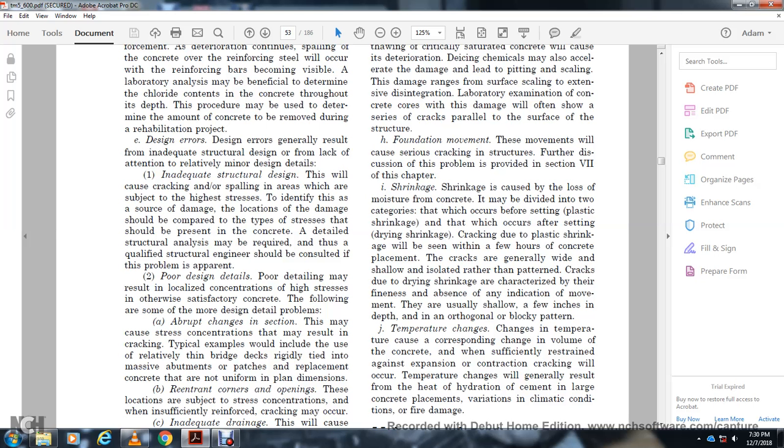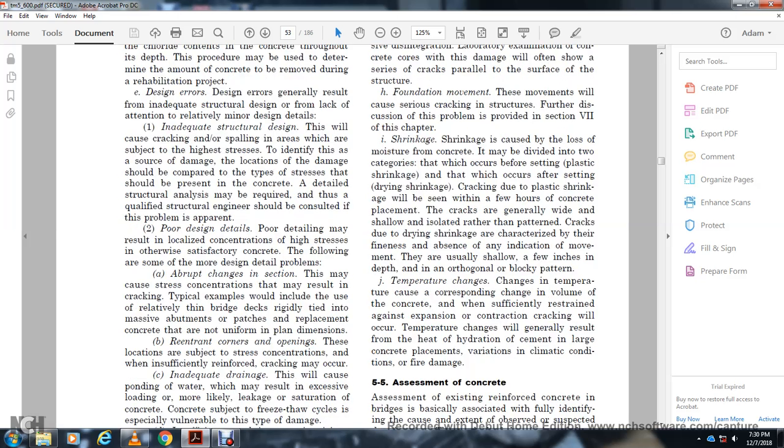Typical examples of this include a relatively thin bridge deck rigidly tied into massive abutments, and patches or replacements of concrete that are not uniform in plane dimension. Re-entrant corners and openings: these locations are subject to stress concentration, and if insufficiently reinforced, cracking may occur. Inadequate drainage. This will cause ponding of water, which may result in excessive loading of the structure, and may likely leak into saturated concrete.